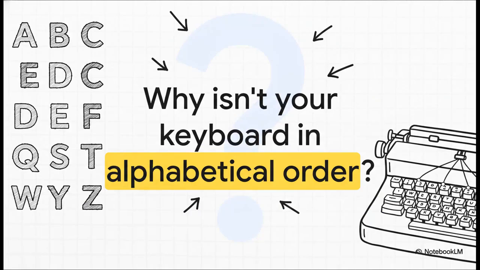I mean, it's the first question everyone asks, right? A, B, C, D, E, F, G. That just makes sense. So how in the world did we all get stuck with this QWERTY layout? It looks totally random, but believe me, the answer is anything but.